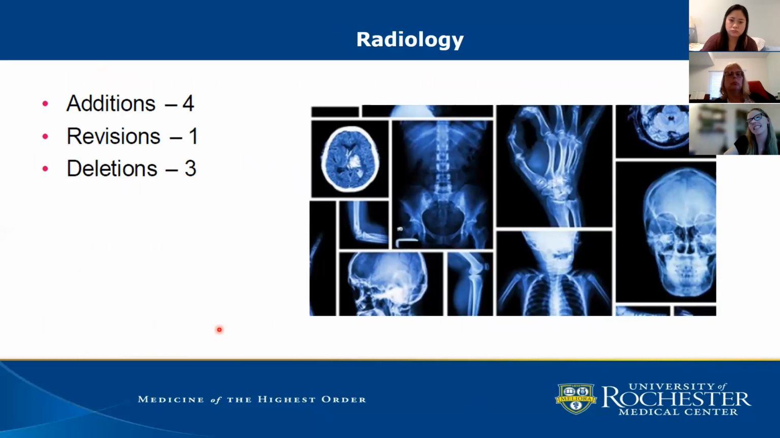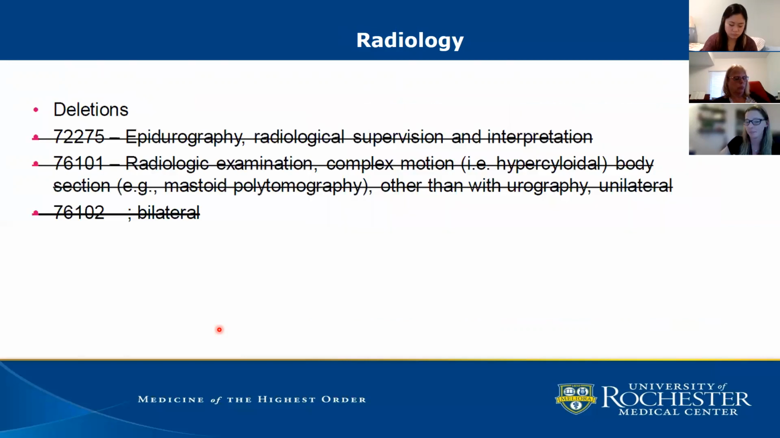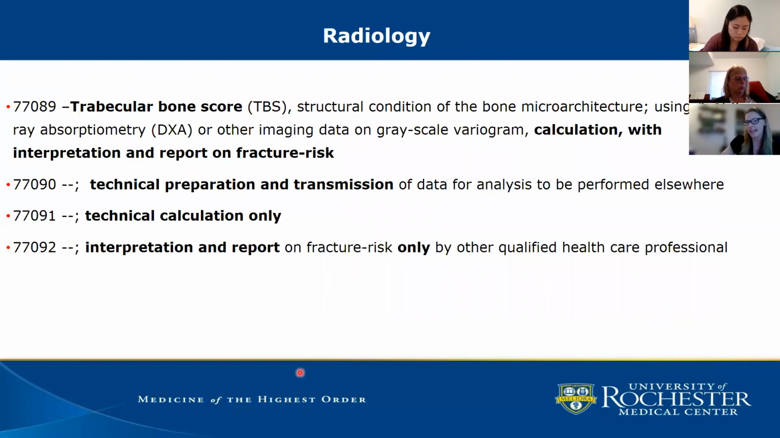The radiology section, we had 4 codes that were added. We had 1 code that was revised and 3 were deleted. So we're starting off with our 3 that were deleted, and they were deleted because of lack of use. So our 4 new codes, and these are all for the trabecular bone scoring.